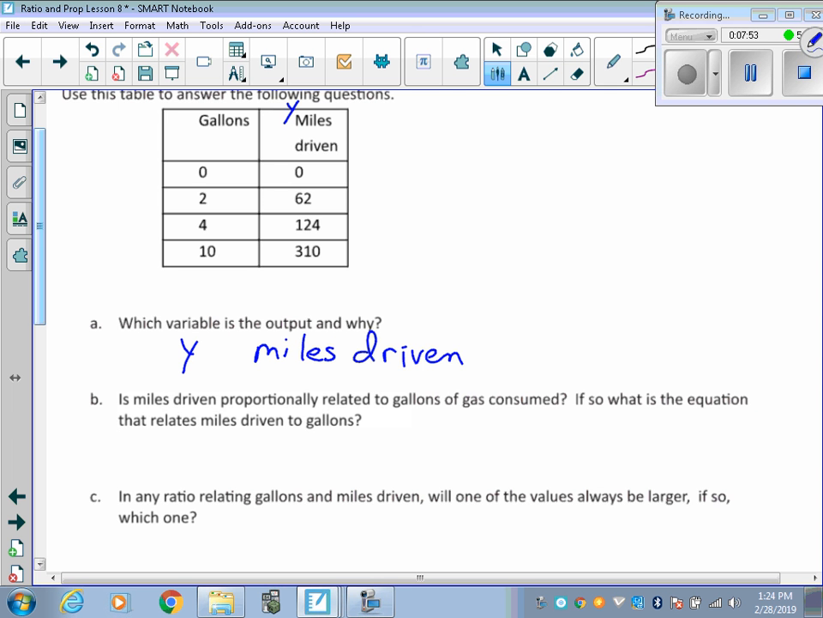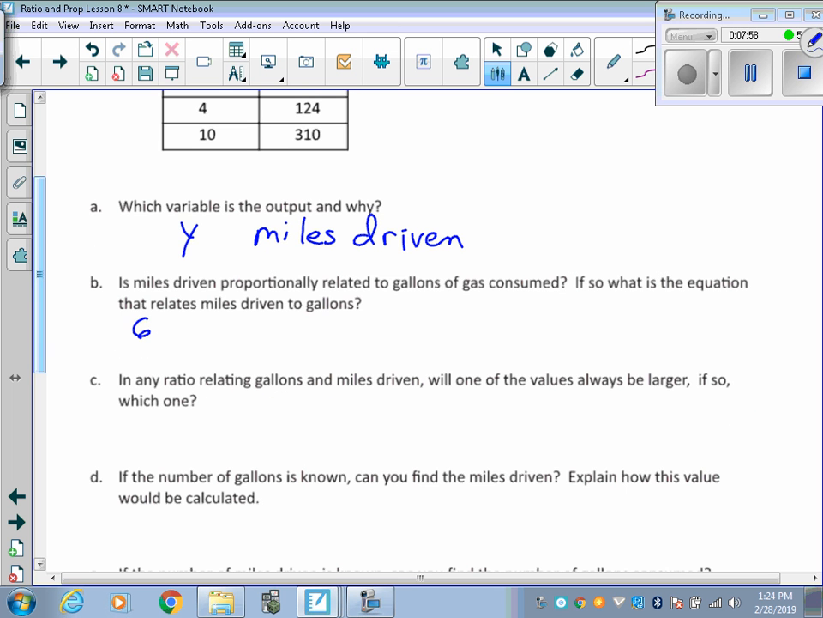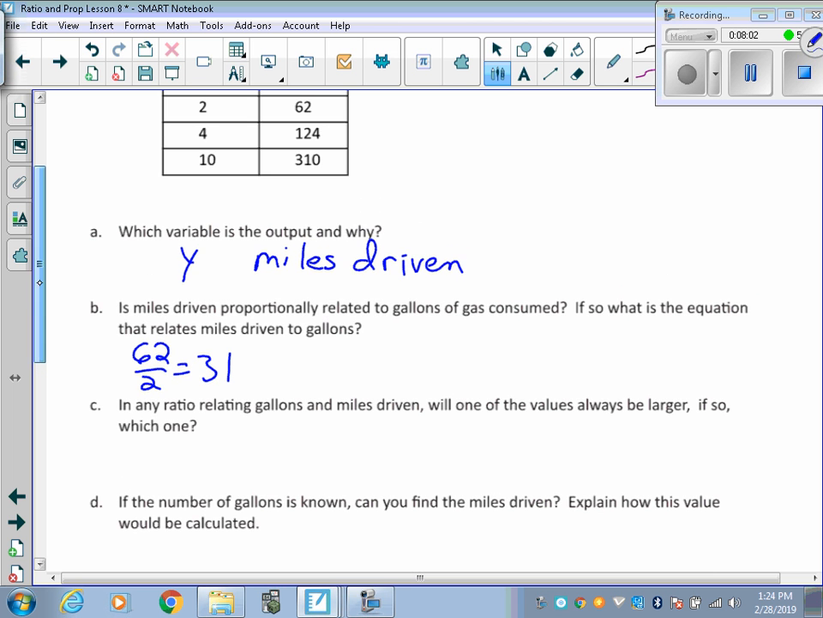Next, we want to find out if it's proportional. So that means we have to take 62 divided by 2, you get 31. You take 124 divided by 4, get 31. 310 divided by 10, you get 31. So is it proportional? Yes, it is. Now, your output is your miles equals 31 times the number of gallons. M equals 31G.